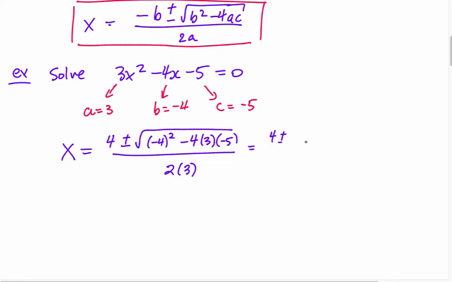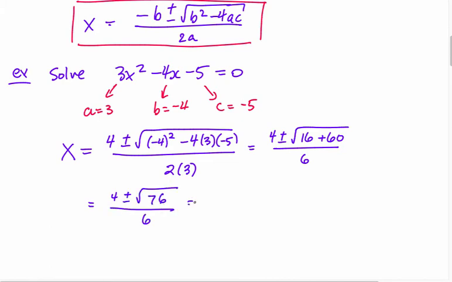You get 4 plus or minus the square root of, that's 16, and this is 5 times 4 is 20, times 3 is 60, and 2 negatives is plus 60, all divided by 6, and that becomes 4 plus or minus the square root of 76, all divided by 6.